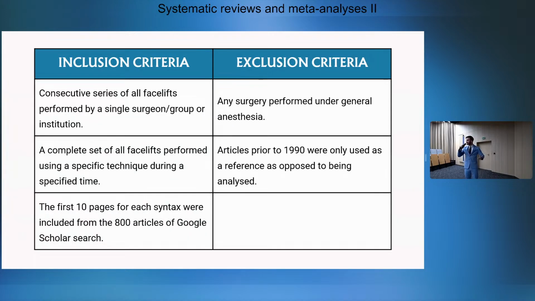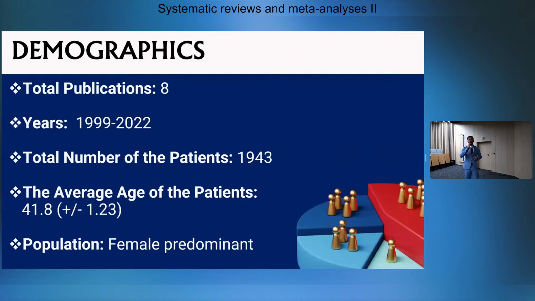We excluded all the articles which were performed under general anesthetics. Also, we did not consider any articles which were performed and published before 1990. Our total publications are 8. They were published between the years of 1999 and 2022, and our sample size consists of 1,943 patients.